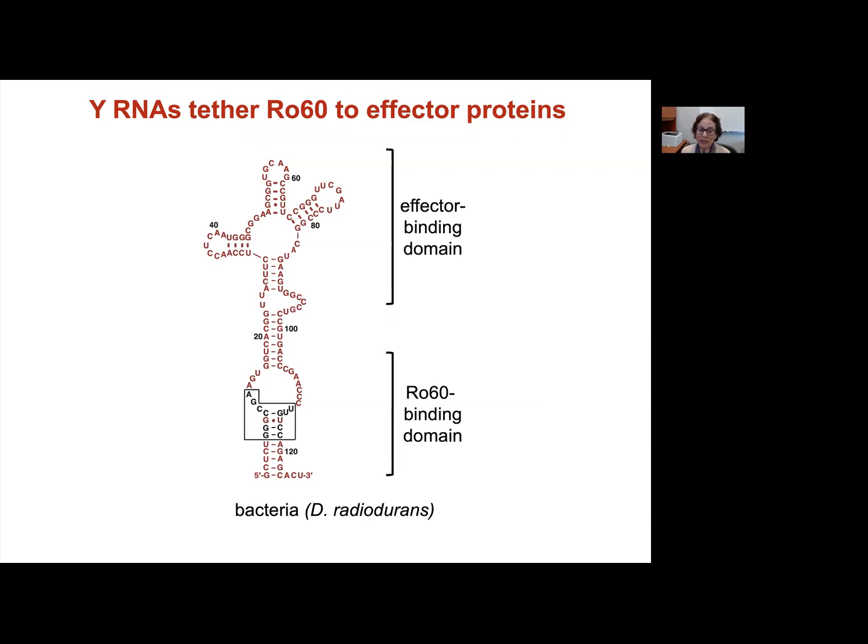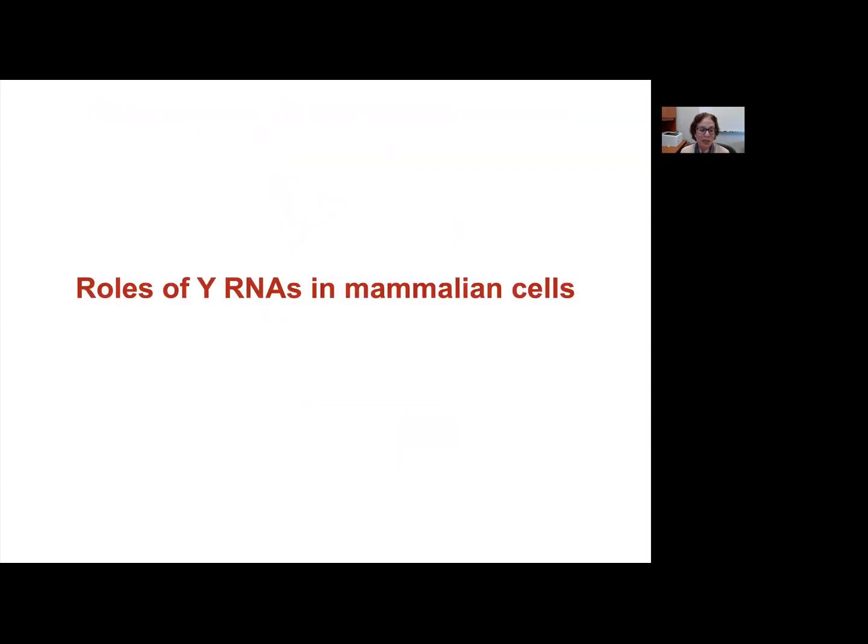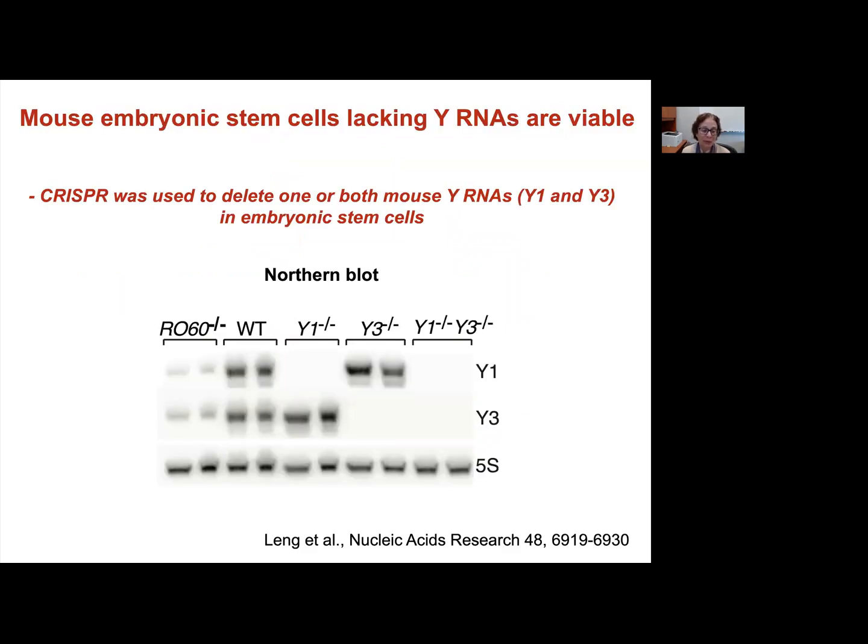So our bacterial studies revealed that Rho60 was bound to the Rho60 binding site on Y-RNA, while the exoribonuclease bound stem loops at the other end of the RNA, which we now call the effector binding domain. So what about mammalian Y-RNAs? What do they do? To learn more about Y-RNAs, Yuan Long in our laboratory used CRISPR to generate mouse embryonic stem cells lacking the two mouse Y-RNAs, Y1 and Y3.